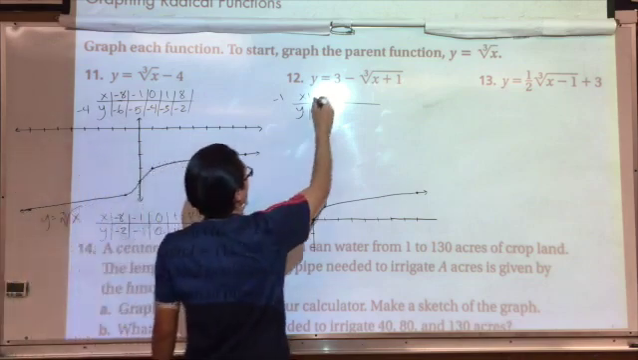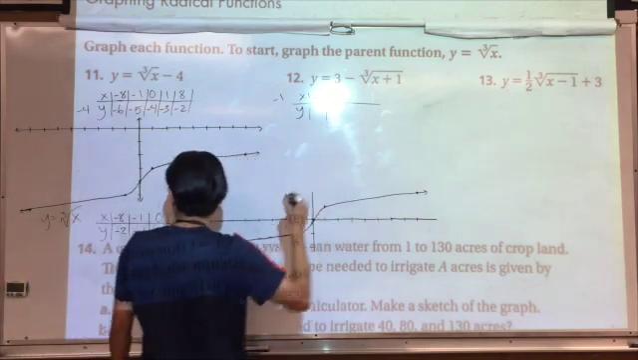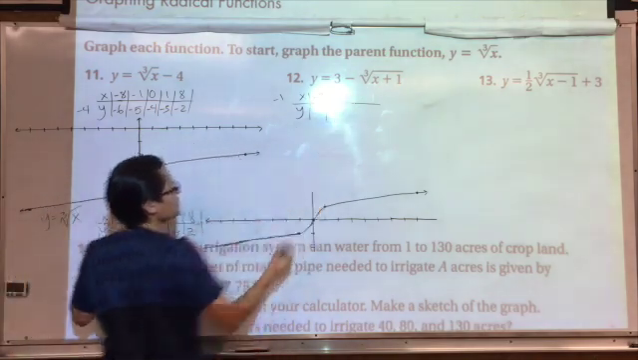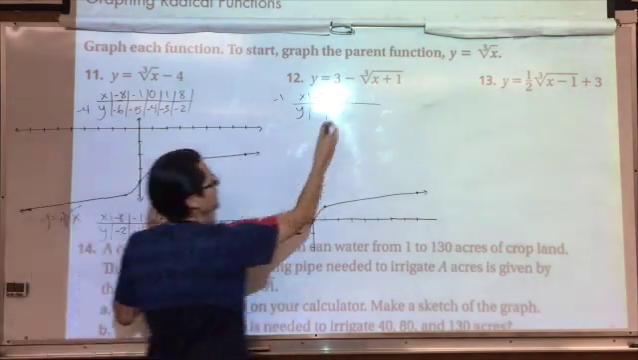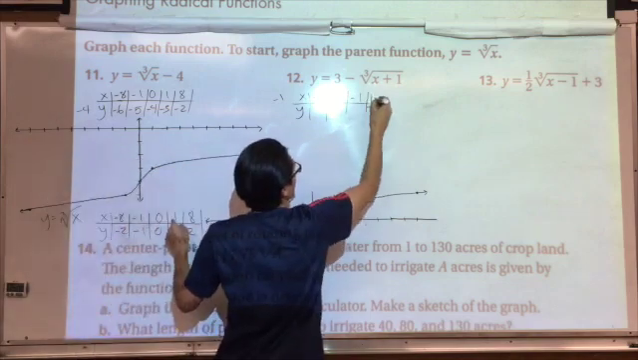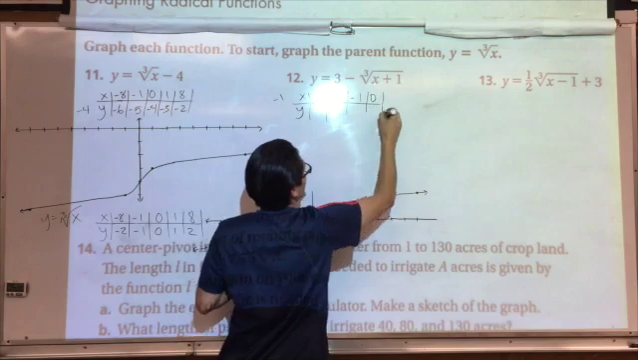Negative 8 minus 1, negative 9. Negative 1 minus 1 is negative 2. 0 minus 1 is negative 1. 1 minus 1 is 0. And 8 minus 1 is 7.